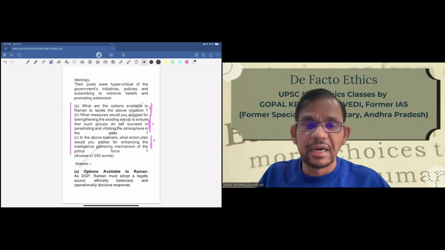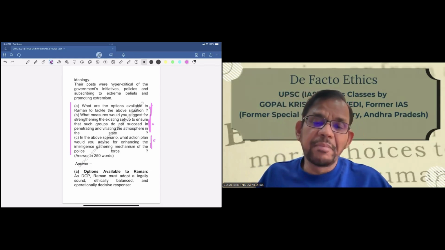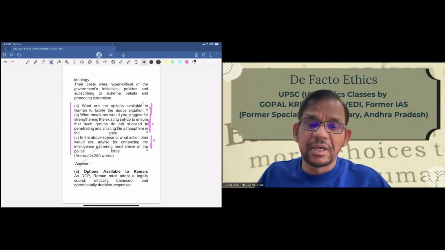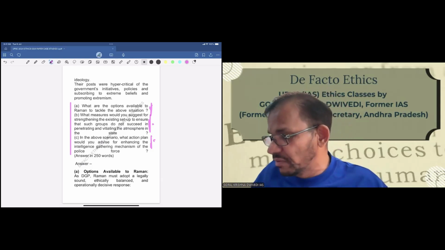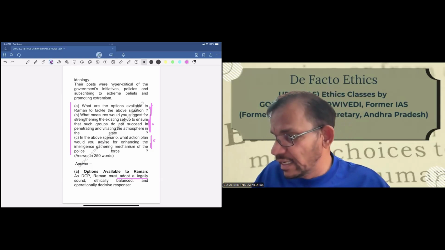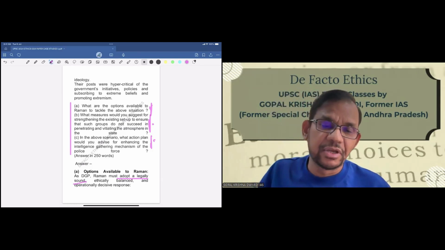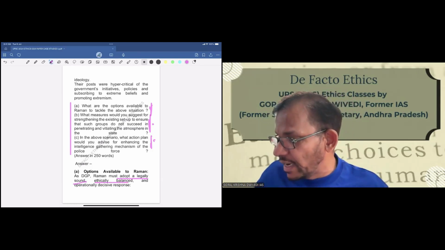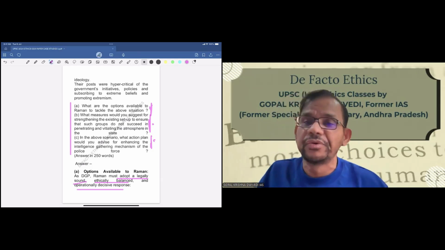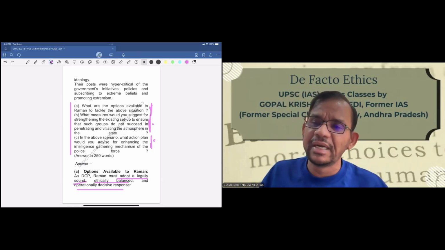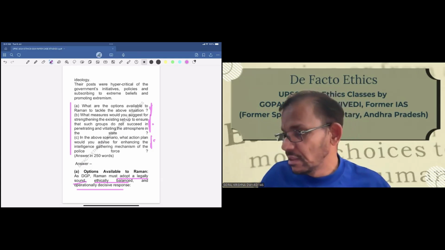Options available to Mr. Raman. As DGP, Raman must adopt a legally sound, ethically balanced, and operationally decisive response. Now, this is a very important sentence, you see, legally sound, because any response cannot be illegal. So it has to be legally sound. Then it has to be ethically balanced and operationally decisive, because he has to take immediate decision. He cannot delay it further because already recruitment has started.